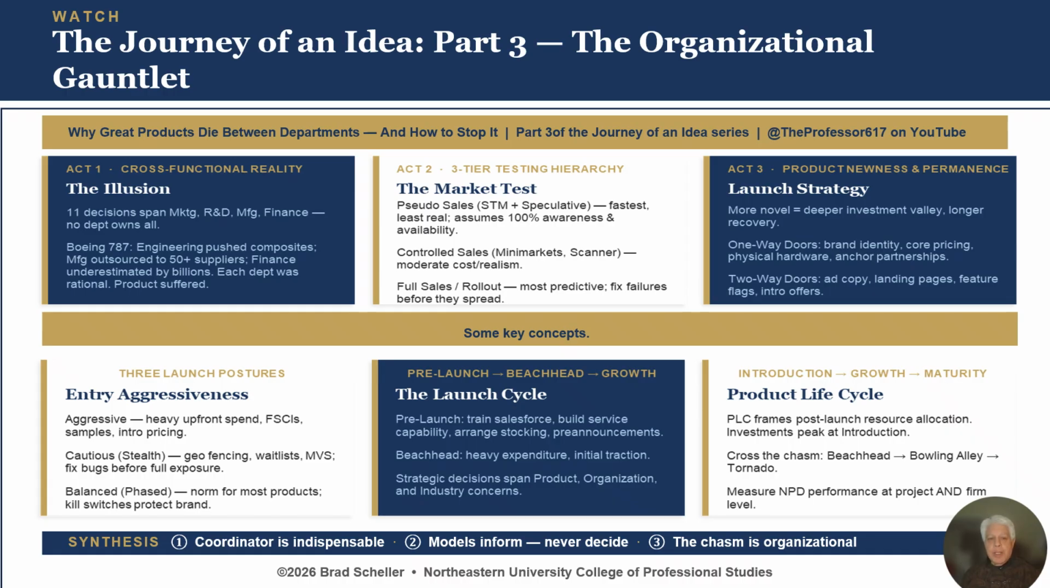Third, some of the key takeaway points. Aggressiveness. Aggressive launches usually use heavy upfront spend to accelerate awareness fast. Caution or stealth launches use geographic fencing and minimum viable segments to find and fix bugs before full exposure. Balanced or phased launches are the norm, faster than stealth, but with kill switches to protect the brand. The launch cycle is another key takeaway.